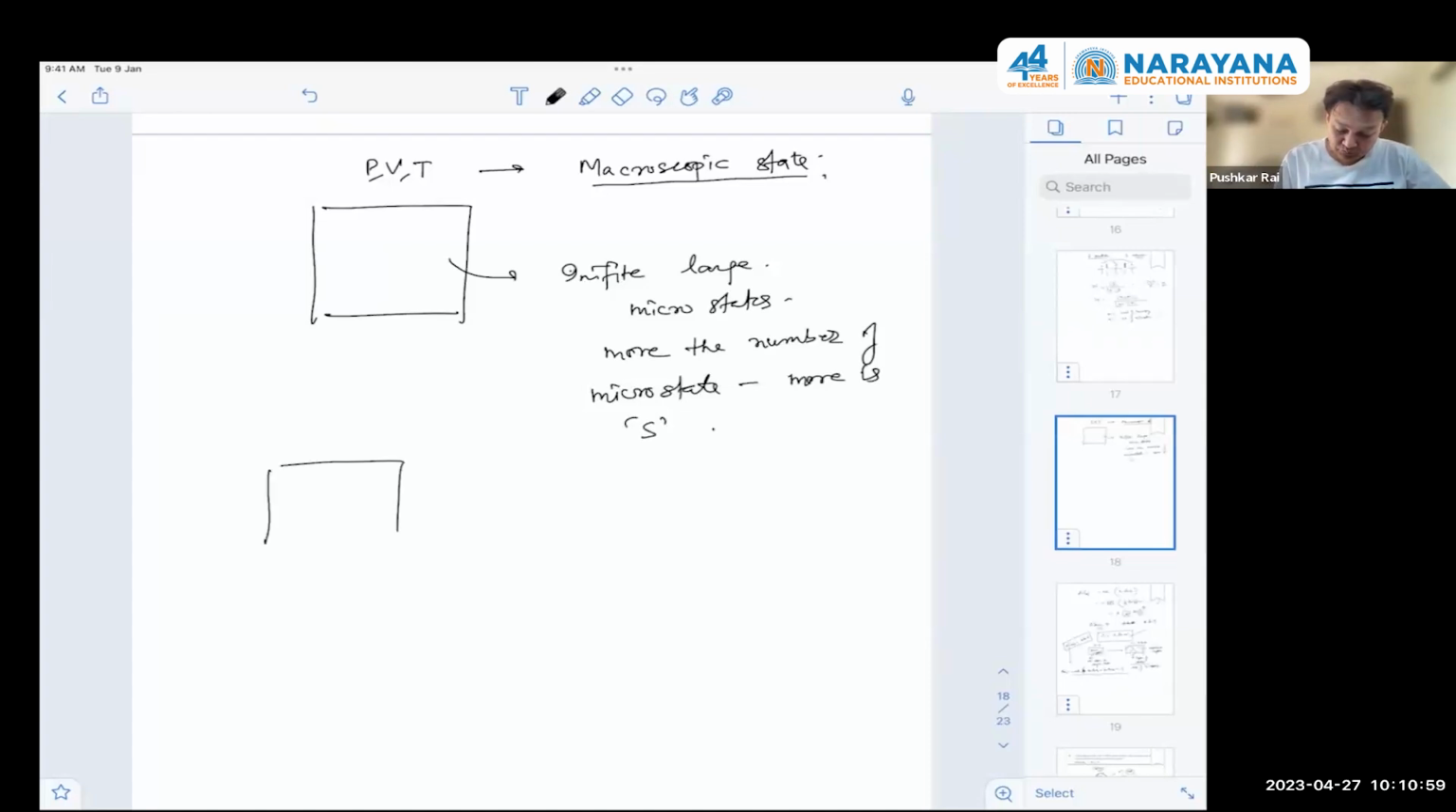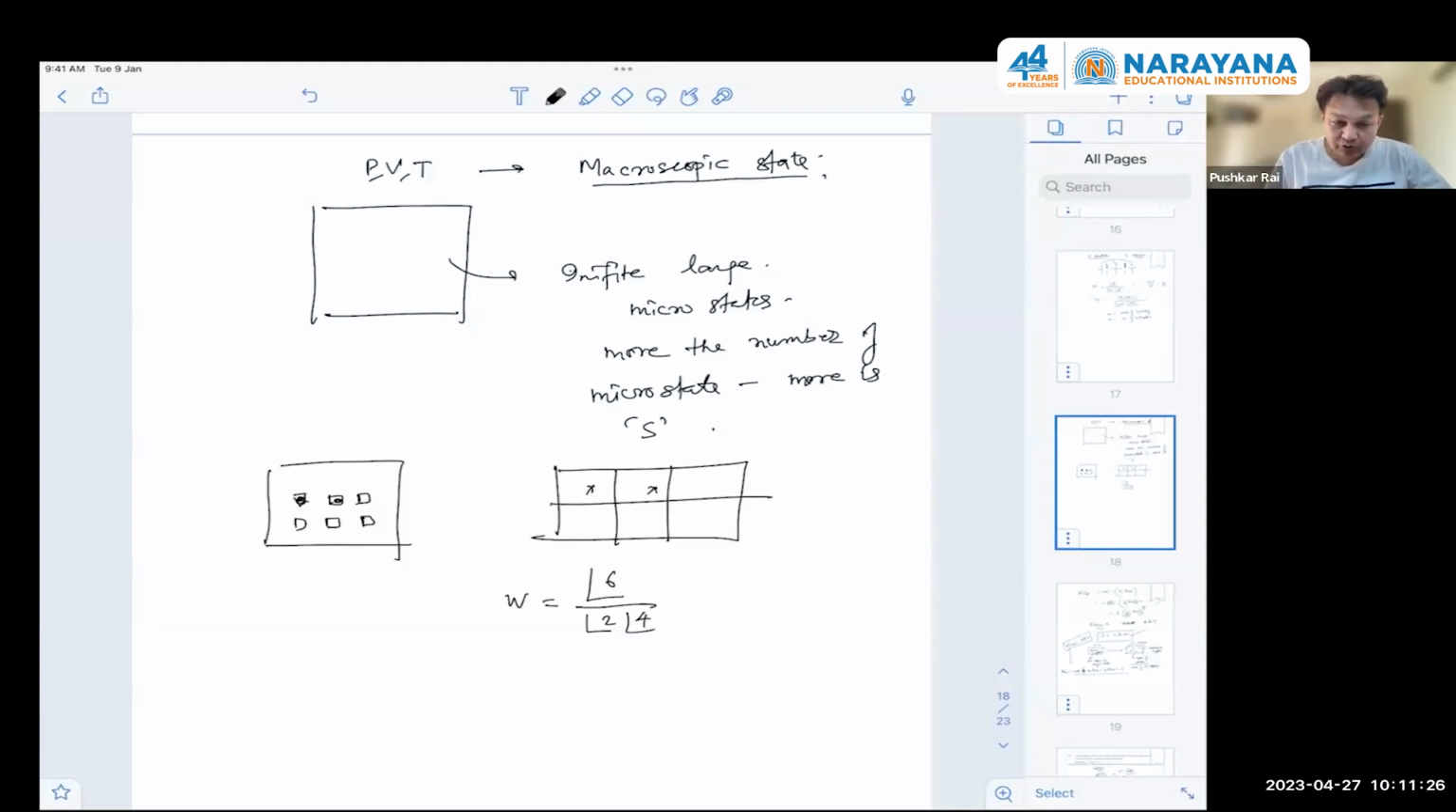Just like in a classroom, if there are 6 seats and 2 students, how many ways can we arrange them? We have factorial 6 divided by factorial 2, factorial 4. In the classroom, you say that only 2 students are there, but there are many ways in which those 2 students can be arranged. If the number of ways is large, then entropy is more. This idea gives you a straight touch why we call entropy a state function.